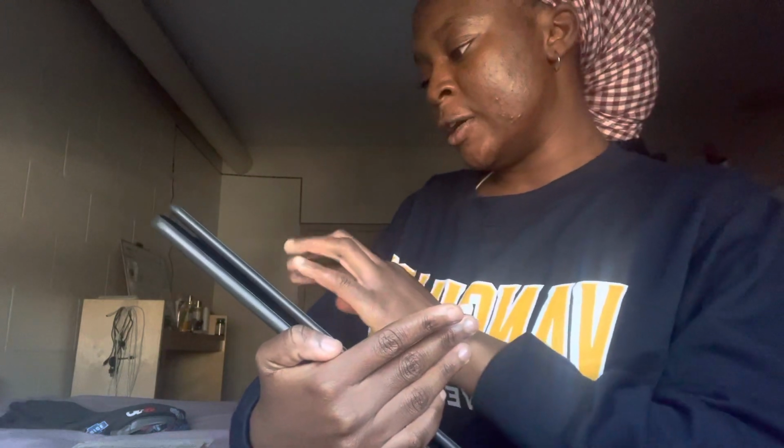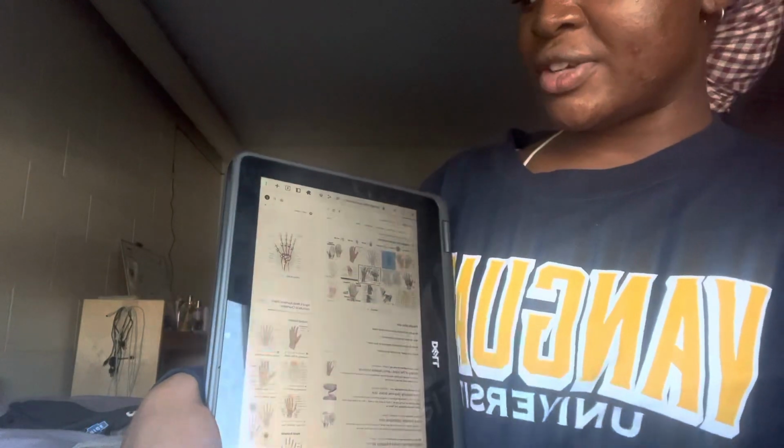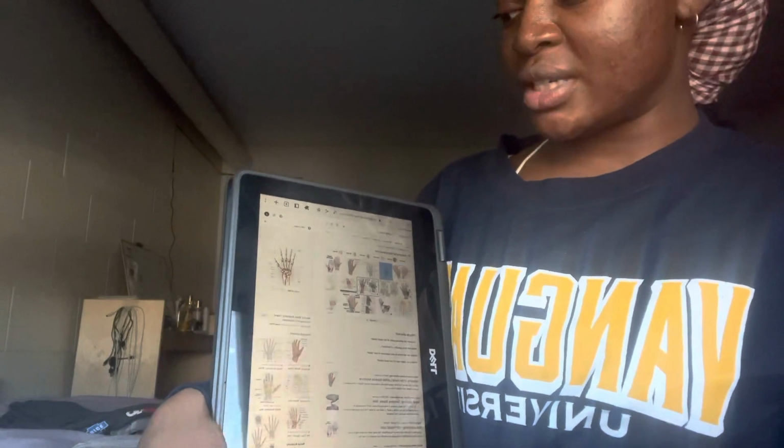I'm going to do the hand next. We're going to look at the hand in a posterior view. So the hand is right here. The hand has its carpals, its metacarpals, and its phalanges. It also has multiple different articulations because there's a lot of joints around the wrist and the fingers in general.